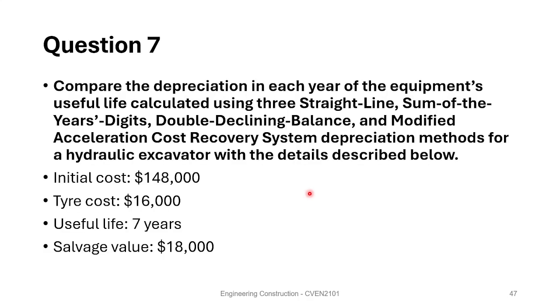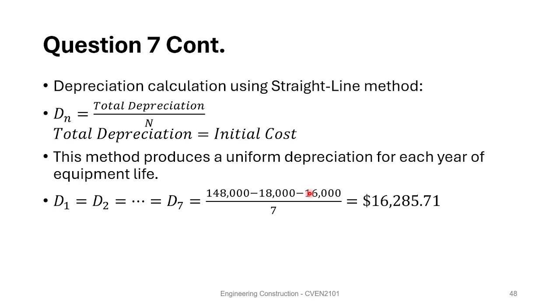Next we move on to the depreciation calculation. I just want to review a bit about depreciation. The straight line method is very simple. Calculate the total depreciation, which is your initial cost minus your salvage value. Then you just divide it by the total number of years. So if it's 5 years, 6 years, 7 years, whatever, you just do it that way.